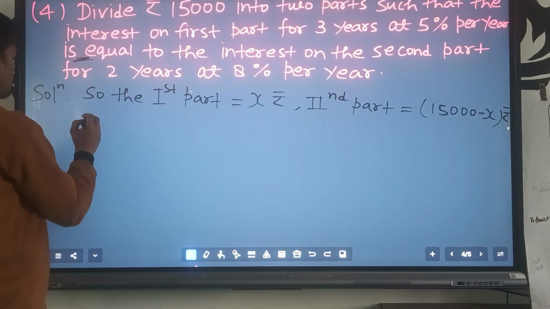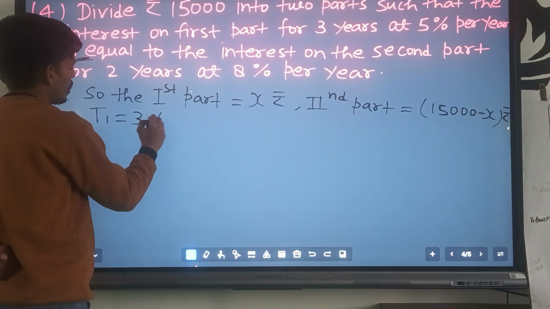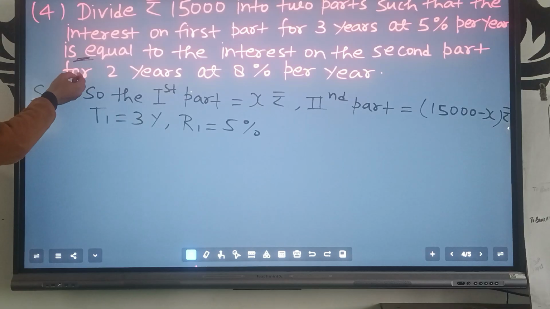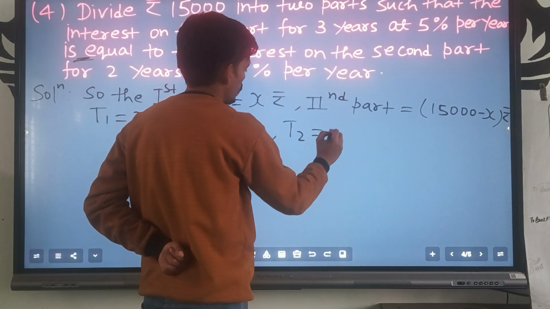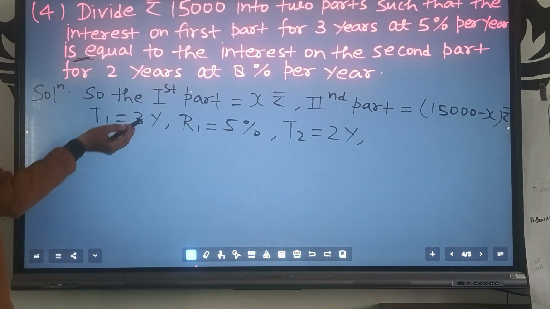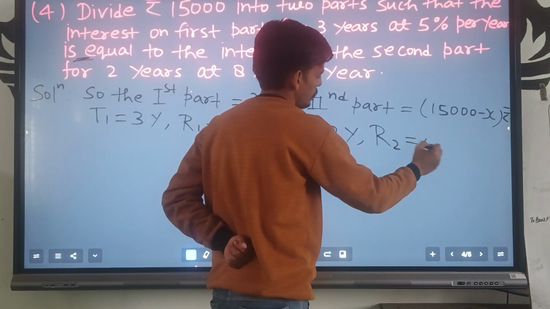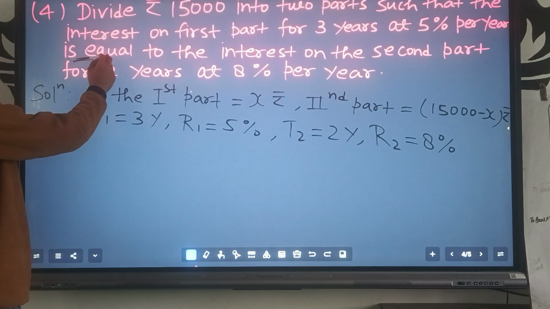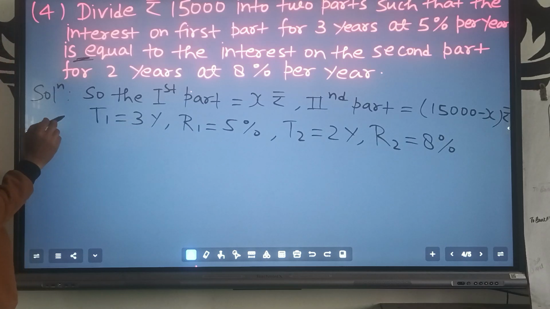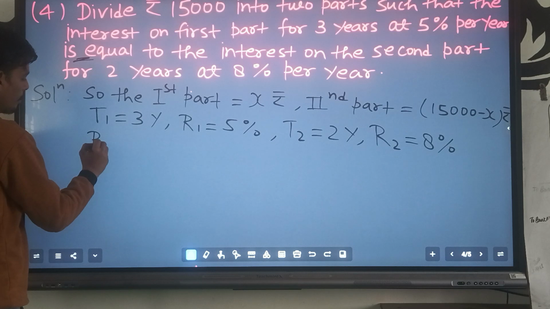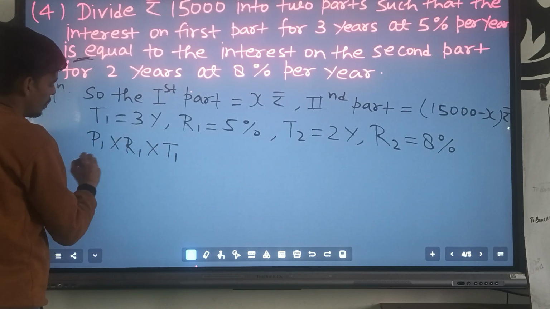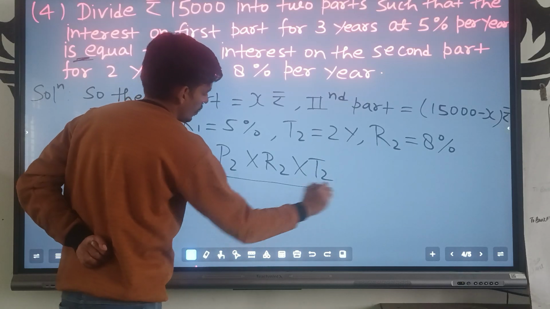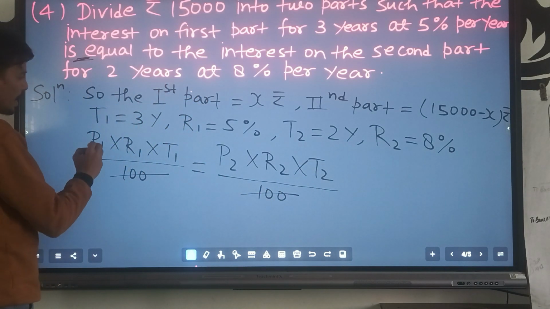The first time T1 is 3 years, and the first rate R1 equals 5%. The value of the second time T2 equals 2 years, and the second rate R2 equals 8%. Now it is said that the SI is equal, meaning the simple interest in both cases is equal. So P1 into R1 into T1 upon 100 equals P2 into R2 into T2 upon 100. 100 from both sides will be cancelled. Now we put the values.